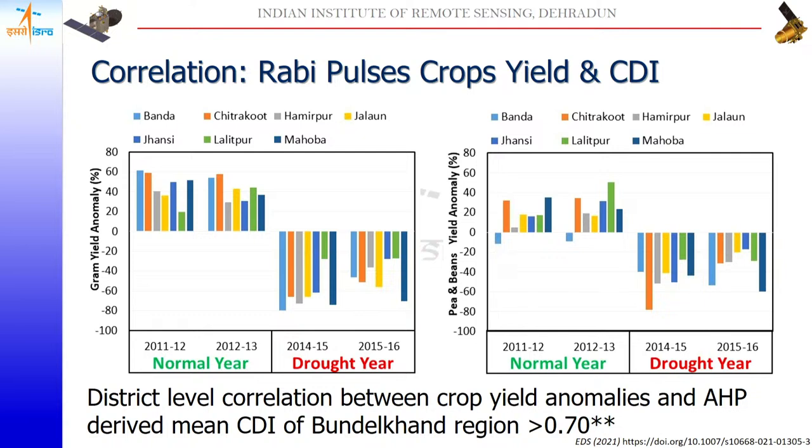With this, we achieved a very precise, quality result in terms of district level correlation between the crop yield anomaly and the AHP derived mean of the combined drought index of the Bundelkhand region for all 7 districts of the region. The correlation was more than 0.7 for all the 7 districts. Along with this, as we compare the normal year with the drought year, the yield anomaly is also defined very precisely: in a normal year crop yield anomalies are on the positive side, and in a drought year the anomalies are on the negative side.